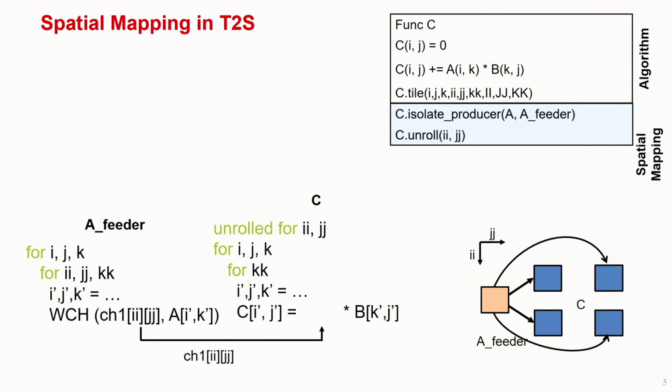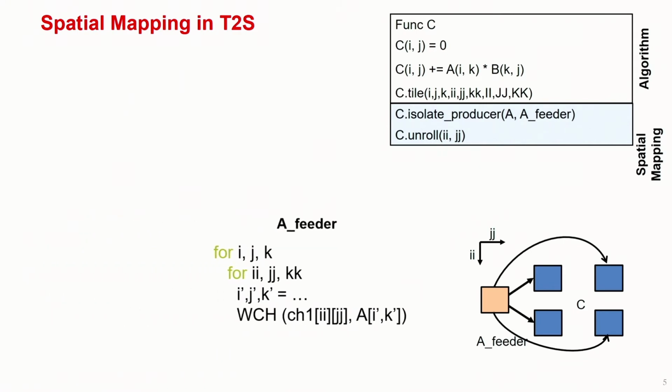So now, after the isolation of A feeder, the user can unroll the II and JJ loops in the C compute PE, and this will create a 2D array of the compute PEs. Now, since previously A feeder was supplying the data to C compute PE using a single channel CH1, and since we have unrolled the PEs, we also replicate the channel CH1 into a 2D array of channels, which is shown here as a 2D array.